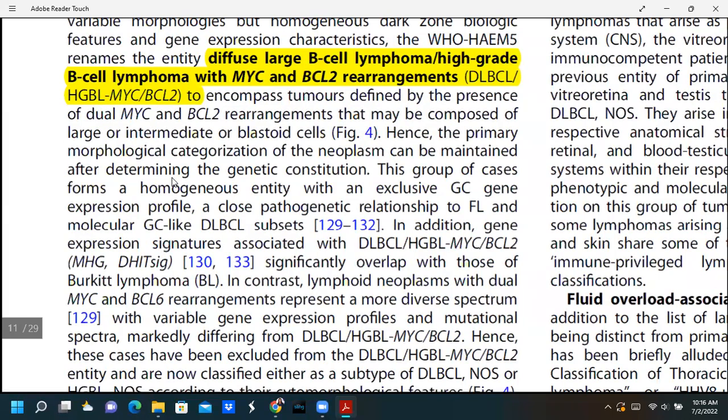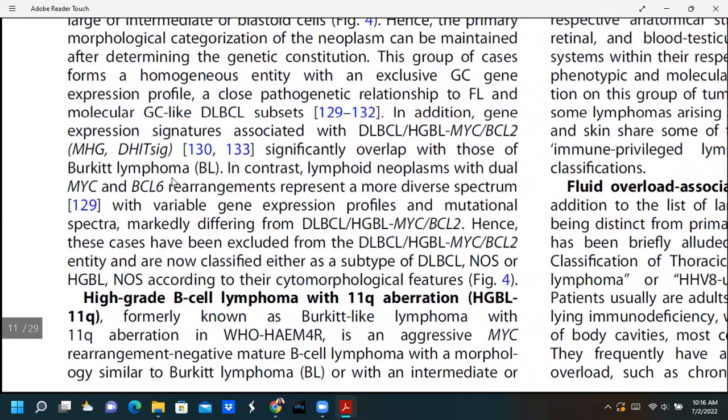So first thing, they removed the BCL6 from this because it had an entirely different genetic profile and mutational spectra. So now BCL6 is no longer there. Those with BCL6 mutations and MYC BCL6 or BCL2 BCL6 are now classified as a subtype of DLBCL NOS or high-grade B-cell lymphoma NOS according to their cytomorphological features. So if it looks like DLBCL, then just classify those BCL6 categories into DLBCL NOS. And if it looks more high-grade and cannot be classified as DLBCL, then just call it high-grade NOS.